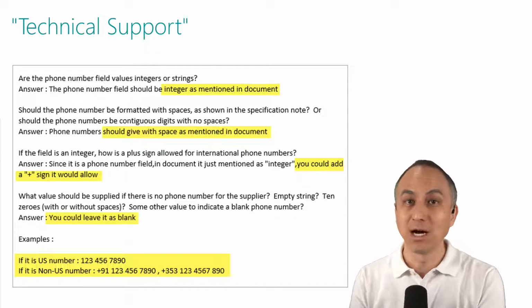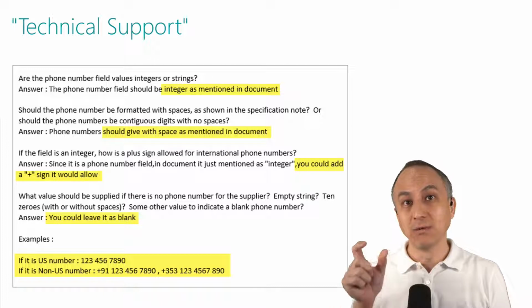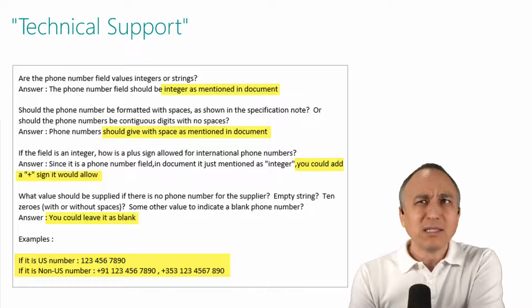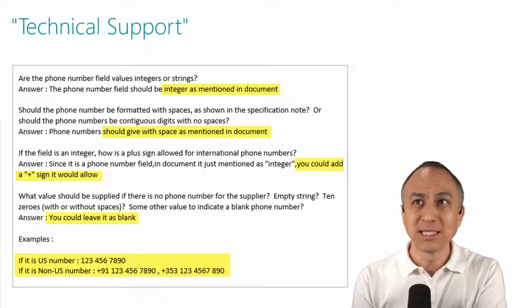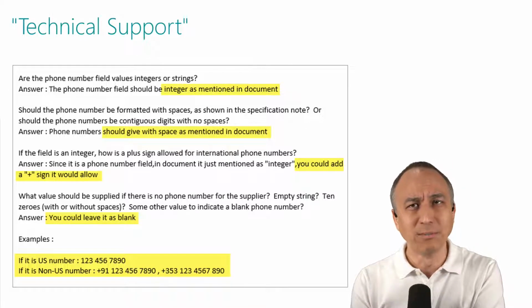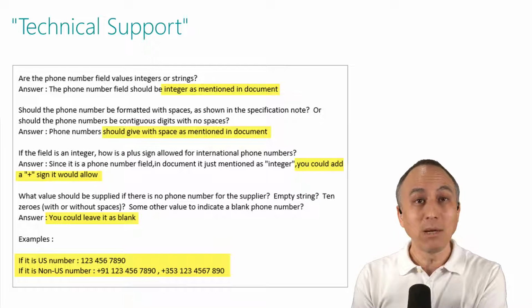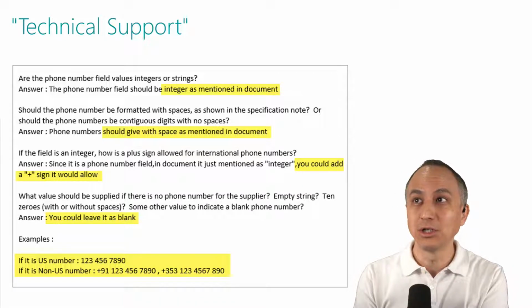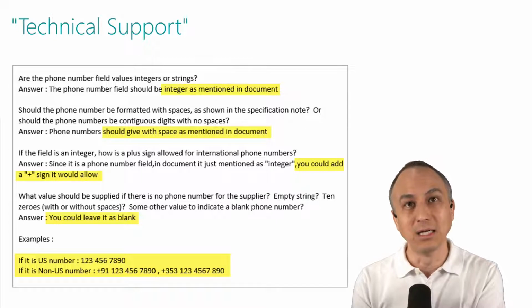And that's the same document that calls this value with spaces and a plus sign an integer, right? If the field is an integer, how is a plus sign allowed for international phone numbers? Since it is a phone number field, in document it just mentioned as integer, you could add plus sign, it would allow.